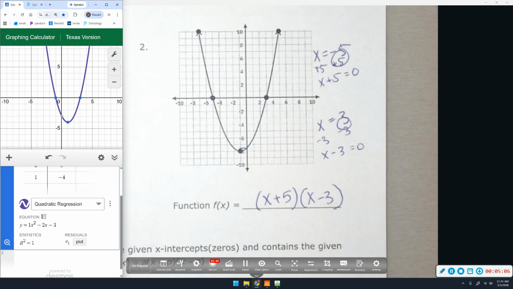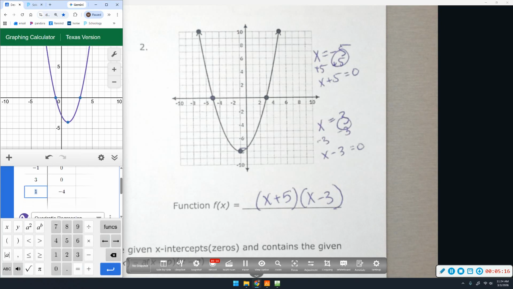But we still have to find A. So what would happen if we just put that and we don't? Then you wouldn't be right. So watch, I'm going to show you. That's a good thing to bring up. So let's put those points in. We had -5, 0. We had 3, 0. And then the vertex was -1, -8.